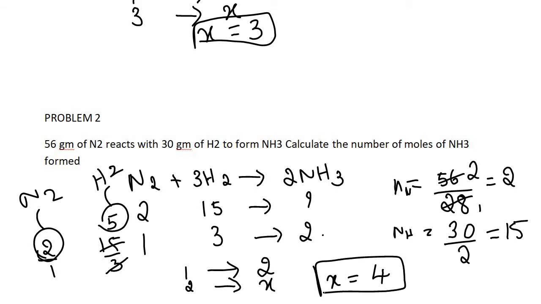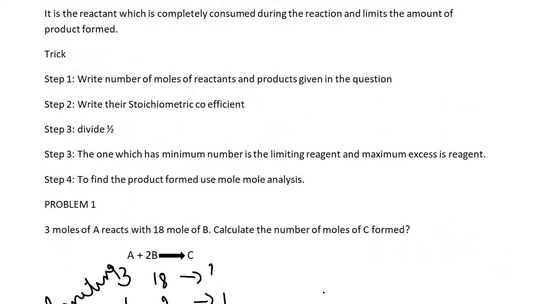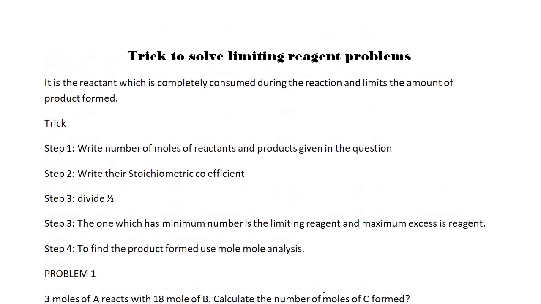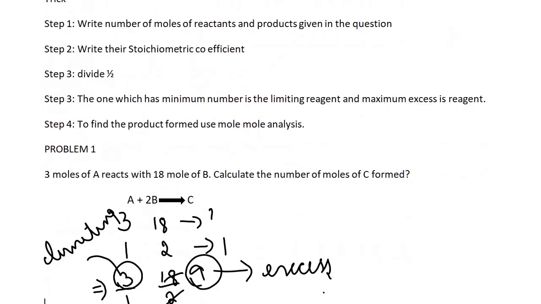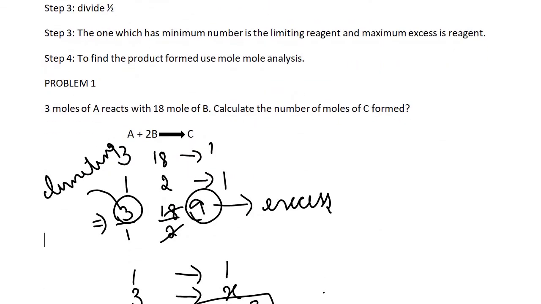4 moles of ammonia. I hope you completely understood how to solve limiting reagent problems and what the tricks are to find the limiting reagent. There are many tricks to follow. You can solve by any other method and recheck your answer. The answer comes out the same.